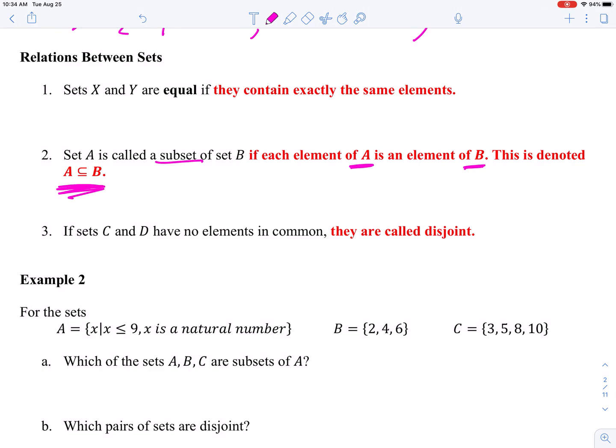If any two sets, let's call them C and D, have no elements in common, they're called disjoint. Right? So the word joint means together. Dis means not, right? So not together.